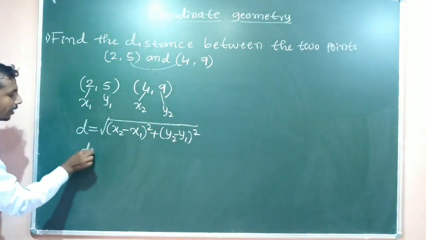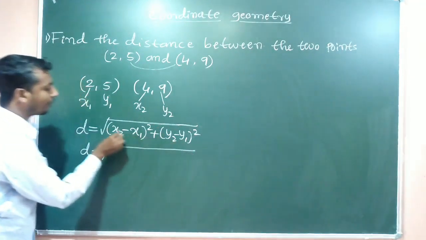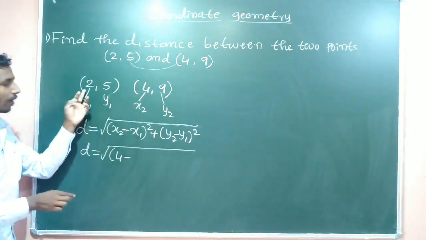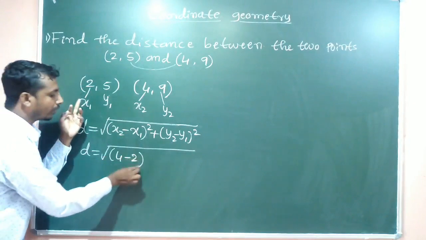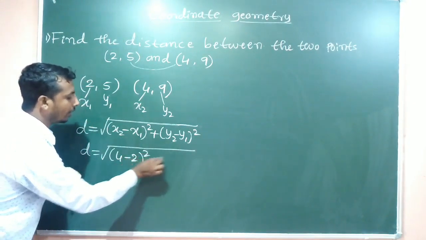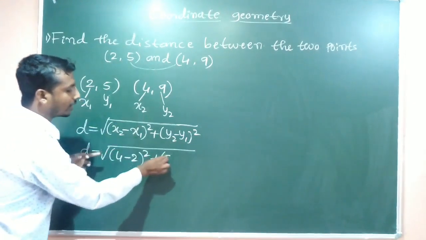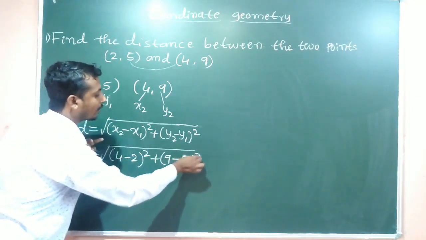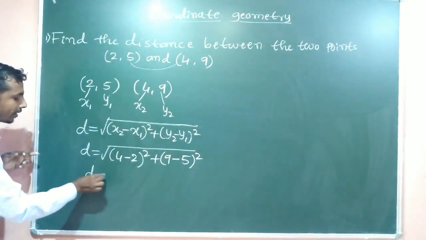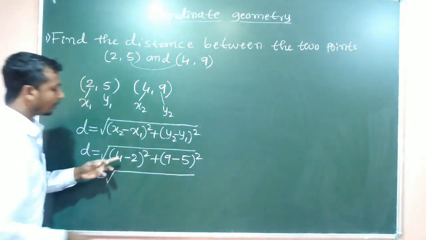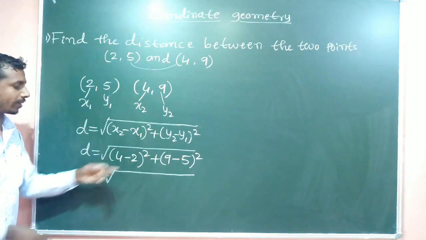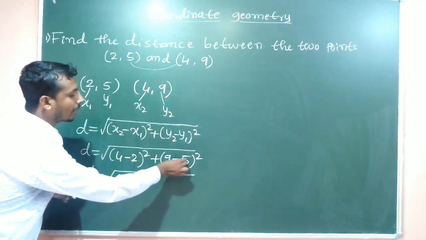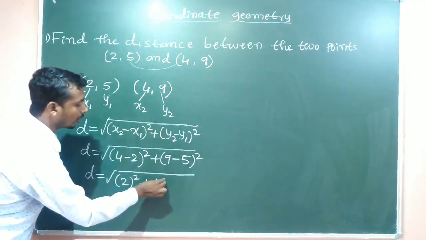Now here we know that D is equal to square root of the value of x2 is 4 minus the value of x1 is 2 whole square plus the value of y2 is 9 minus the value of y1 is 5, 9 minus 5 whole square. Then D is equal to square root of 4 minus 2, 4 minus 2 is 2 square plus 9 minus 5 is 4 whole square.